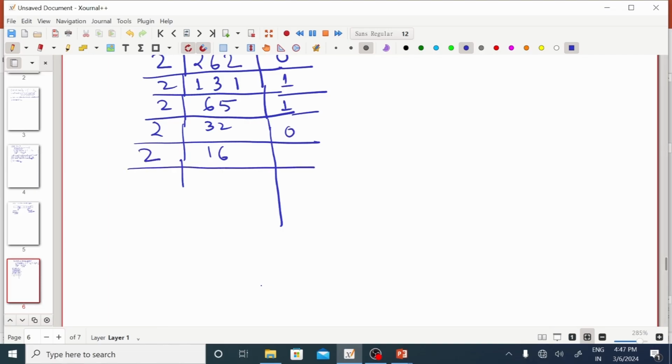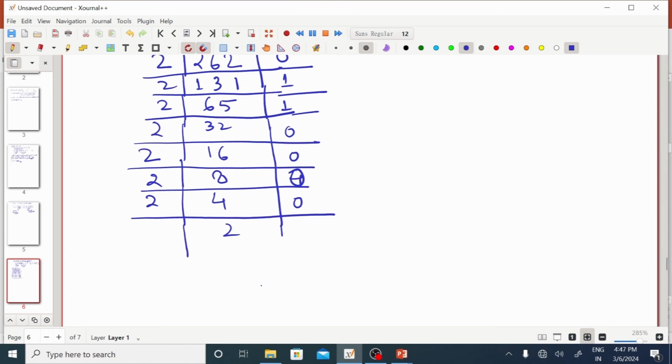Then again this is divided by 2, that is 8, and the remainder is 0. Then again this is divided by 2, this is 4, and the remainder is 0. Then again this is divided by 2, this is 2, and the remainder is 0. This is again divided by 2, the quotient is 1 and the remainder is 0, and then again this is divided by 2, the quotient becomes 0 and the remainder is 1.